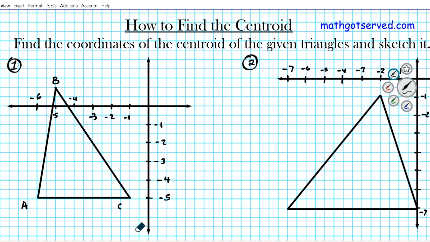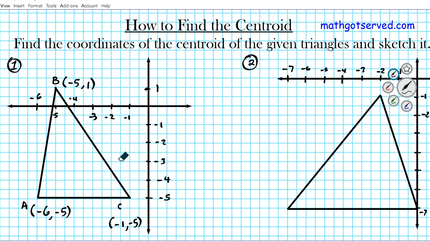We have triangle ABC. We're to find the centroid of this triangle. So what we're going to do first is determine what the coordinates of the vertices are. For point A, this is -5, -5. For point B, the coordinates of this vertex, this is 1 right here. Coordinates of this vertex is -5, 1. Oh, small mistake. For point A is actually -6 for the x coordinate. So -6, -5. All right, and then for point C, the coordinates are -1, -5.